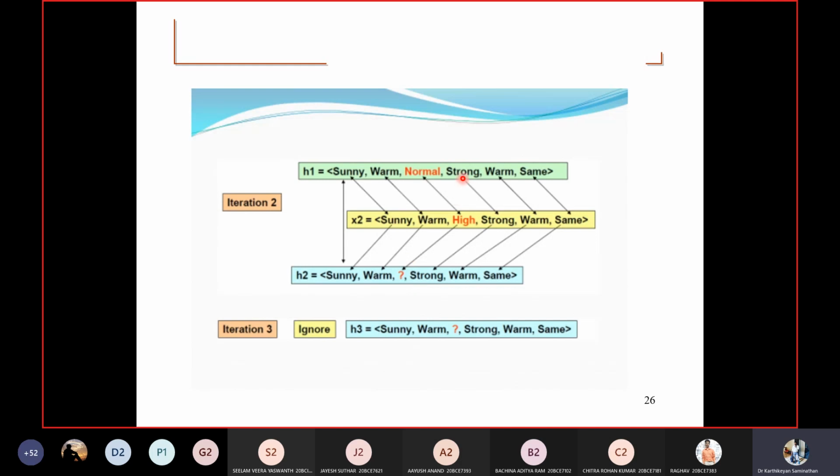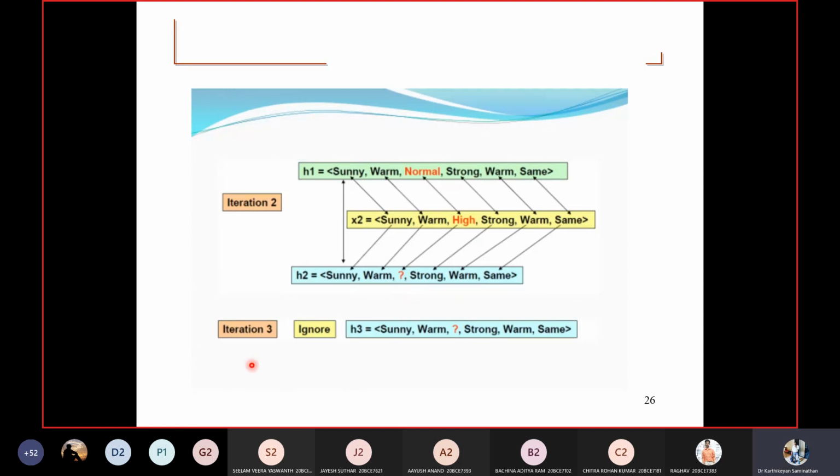Then the fourth attribute, strong is equal to strong, so you keep strong as such. Warm is equal to warm, so keep warm as such. Same is equal to same, so keep same as such. So now this is my new hypothesis for iteration 2. For iteration 2, I am comparing the previous hypothesis with the current instance: X2 is equal to H1 or not. If it matches, do nothing. If not, replace the previous hypothesis value with the question mark. That is what I did here. I think it's clear for step 2.